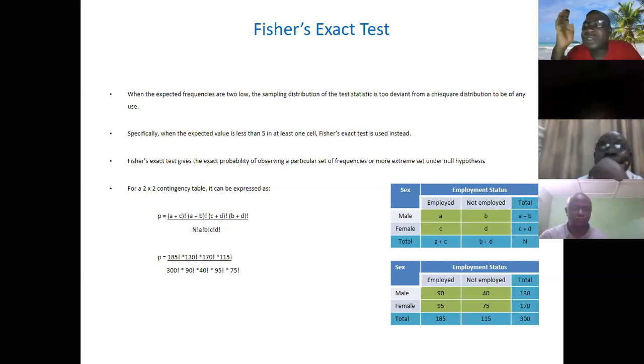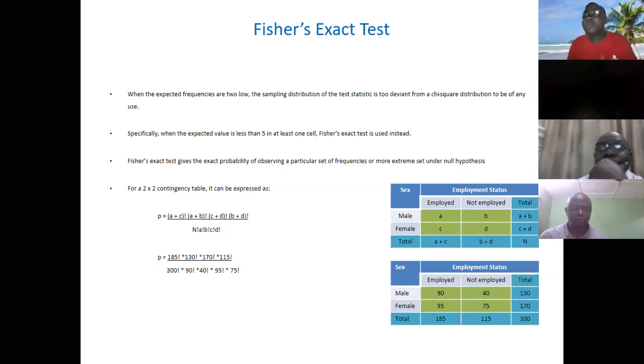The Fisher exact is not a statistic, it's a p-value on its own. That Fisher exact is the p-value directly. It's probability. The p-value is probability. So the chi-square will calculate the chi-square and give you the corresponding probability.